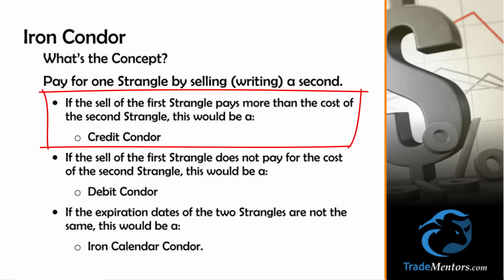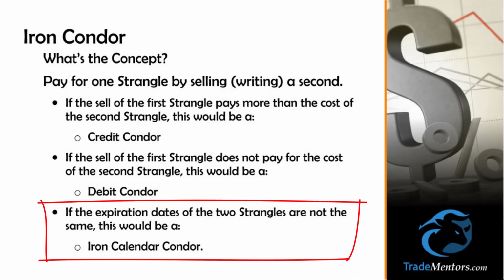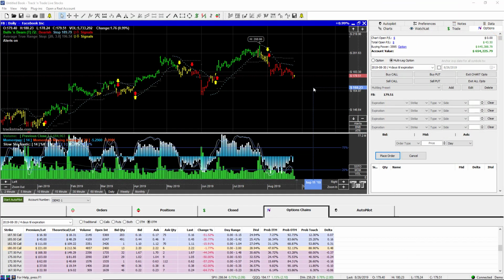If the sale of the first strangle pays more than the cost of the second strangle, this would be a credit condor. If the sale of the first strangle does not pay for the cost of the second strangle, this would be a debit condor. If the expiration dates of the two strangles are not the same, this would be an iron calendar condor. So it sounds more complicated than it really is. It's not that complicated. All we're really doing is buying one and selling the other. And with the one that we sell, we should collect enough or close to enough premium to pay for the strangle that we're going to buy.